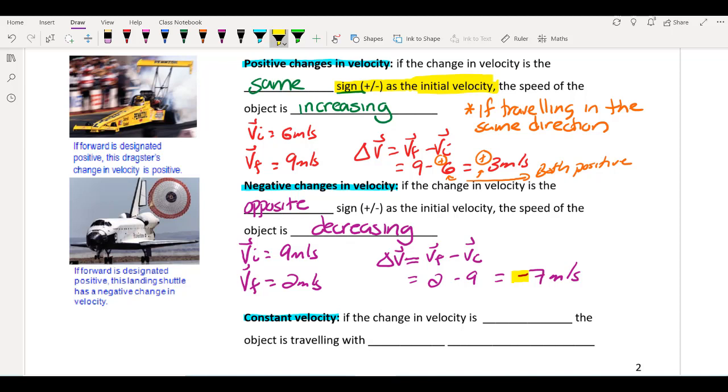That's what we're looking for. And you've got to notice the sign of the initial one and the change. So initially we have positive, right? The positive 9 meters per second. And our change is negative. So they're opposite in signs.